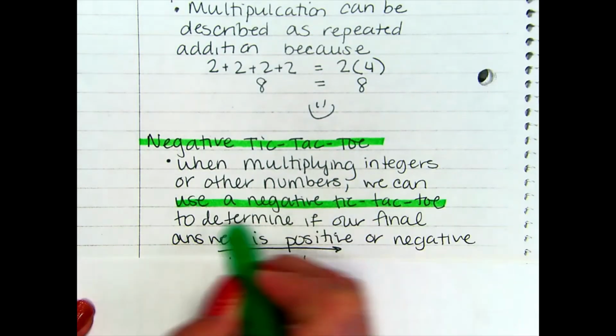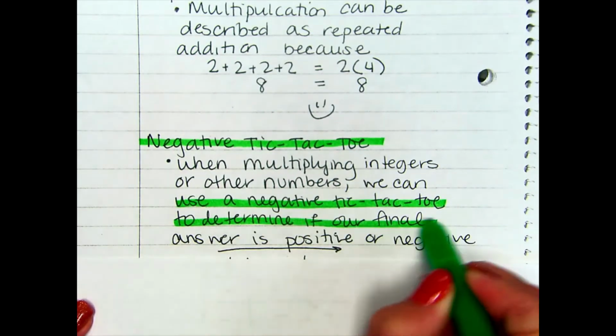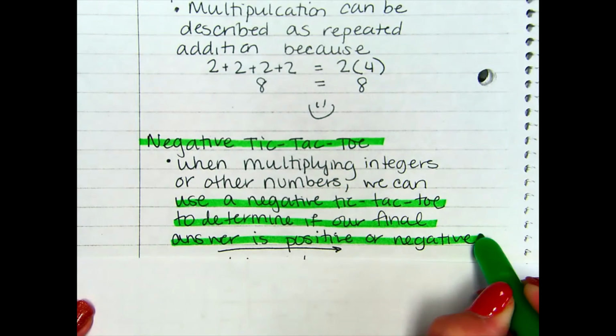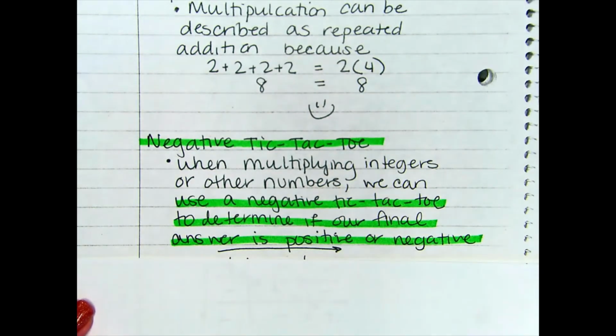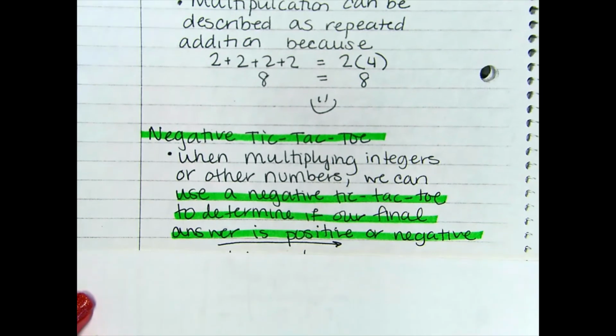So I'm going to highlight this here. So once again, we can use a negative tic-tac-toe to help us determine if our final answer will be positive or negative. Here we go. And remember, if you need to at any point pause this video, please go through and do that, okay?